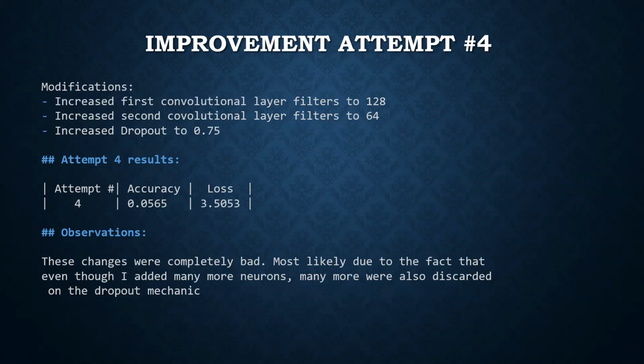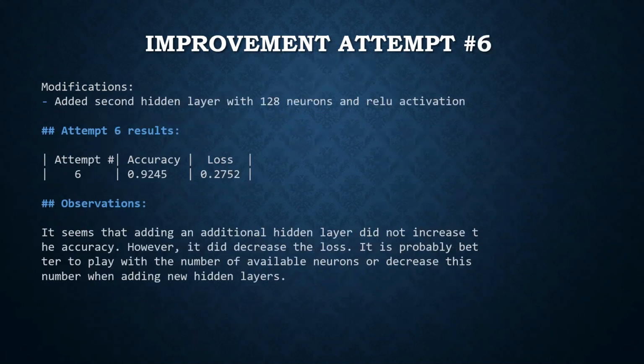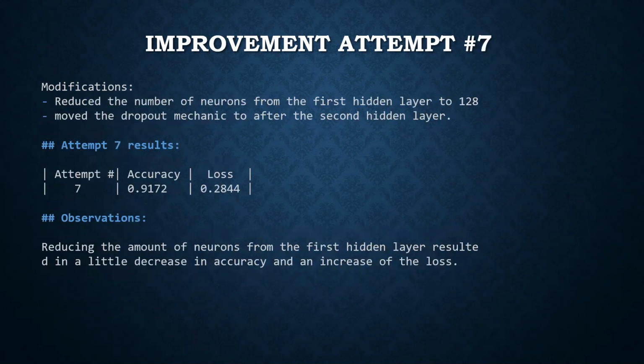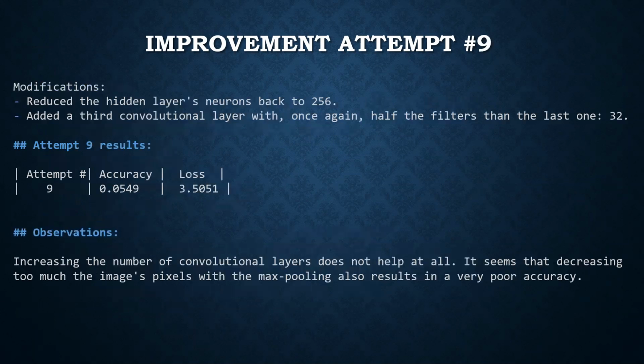Then I tried playing around with filters from both convolutional layers, but increasing the dropout. And then again, our accuracy decreased a lot because we were not making full use of our potential in the neural network. So I went back to the original dropout rate and added a second hidden layer, which was no huge improvement nor a decrease in accuracy. I tried reducing the number of neurons in the hidden layers to play around, and the impact was pretty small. So I decided to remove the second hidden layer and increase the neurons in the first hidden layer.